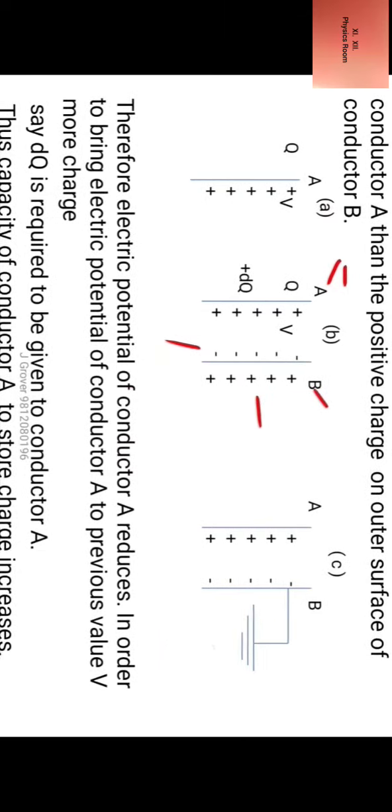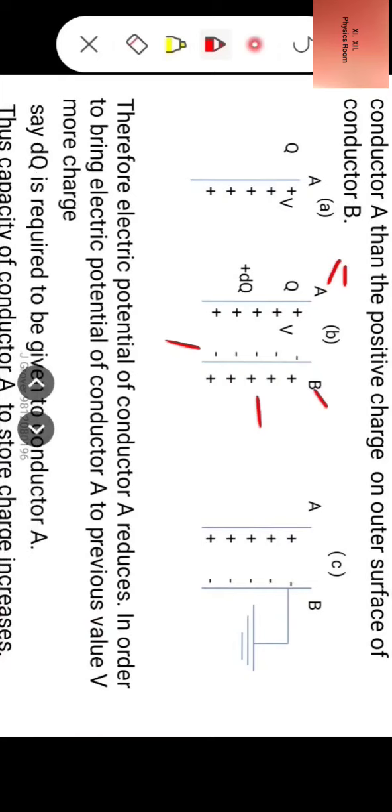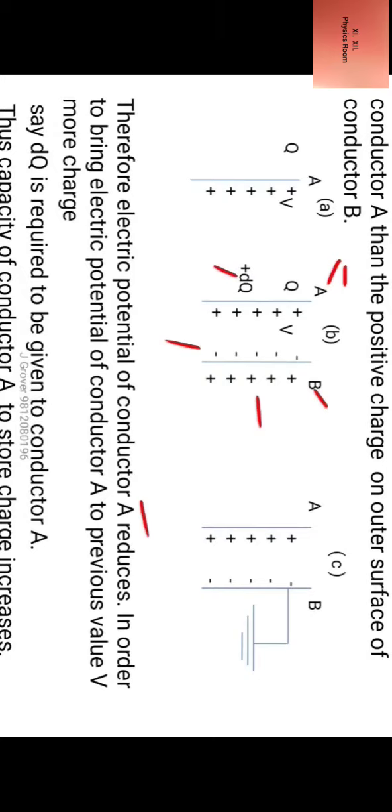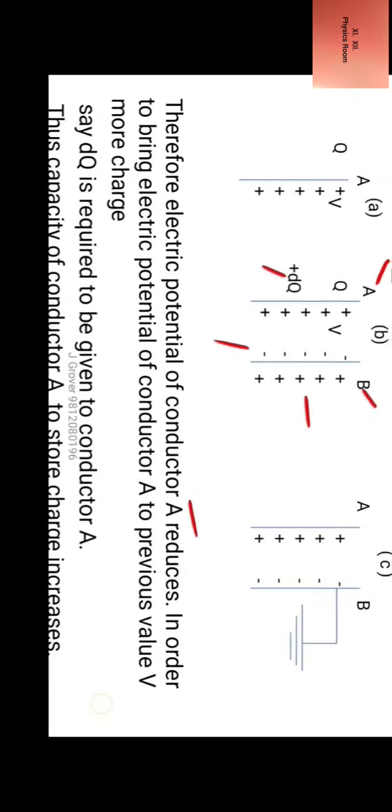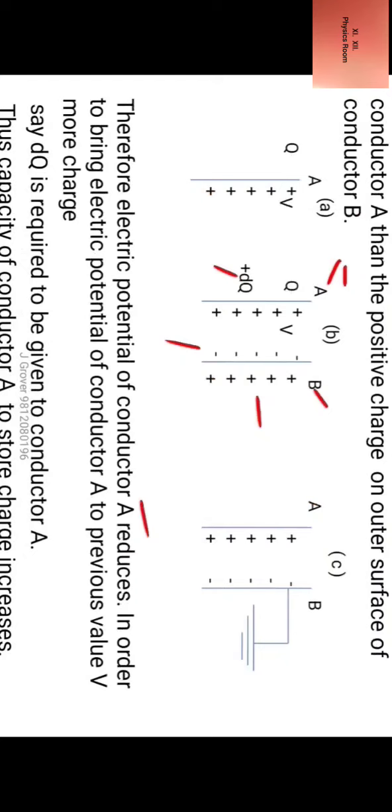Therefore, the electric potential of conductor A reduces. In order to bring the electric potential of conductor A to the previous value V, more charge, say dq, is required to be given to conductor A. Thus, the capacity of conductor A to store charge increases.